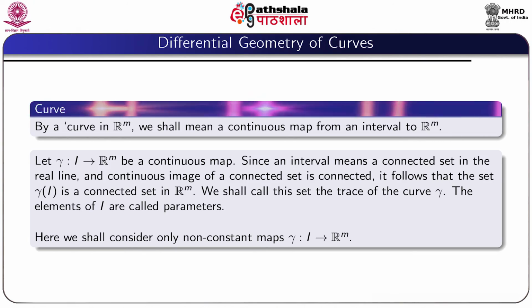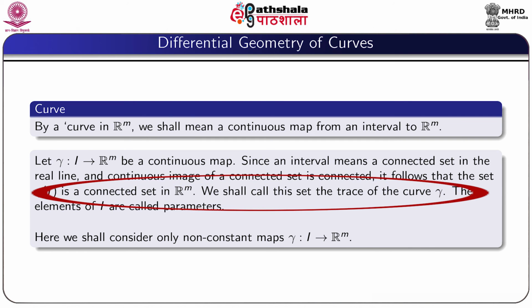Now, we are going to discuss some applications of whatever we have studied. We are going to discuss its applications in differential geometry. Now, we are going to study differential geometry of curves. By a curve in R^m, we shall mean a continuous map from an interval to R^m. Let I be an interval and gamma from I to R^m be a continuous map. We know an interval means a connected set in the real line and continuous image of a connected set is connected. Hence, it follows that the set gamma(I) is a connected set in R^m.